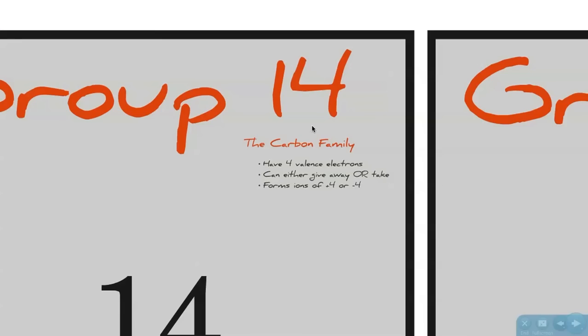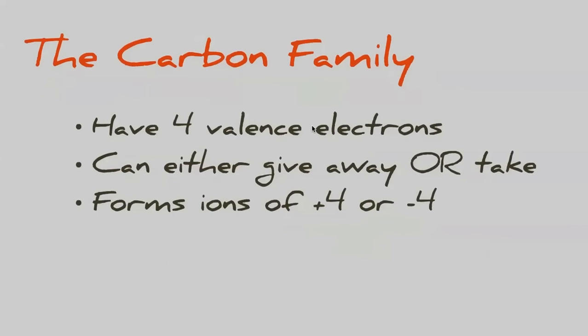Group 14 is the carbon family. They have 4 valence electrons, and we saw this pattern because we all did that same packet. They can either give away or take. If they give away 4 electrons, they're going to have a charge of positive 4. But if they take 4 electrons, they're going to have... Oh, wait, did I mess it up?